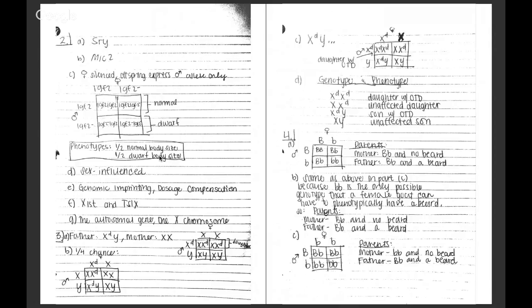And that's shown here. And then in part D, in the sex influenced pattern of inheritance, an allele can be dominant in one sex while the same allele is recessive in the other sex. Genomic imprinting is an epigenetic process that occurs during gamete formation, while dosage compensation is an epigenetic process that occurs during embryogenesis.